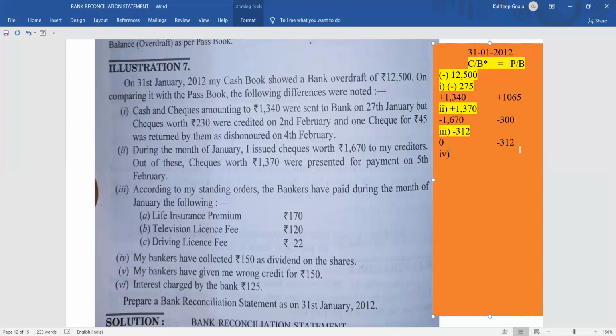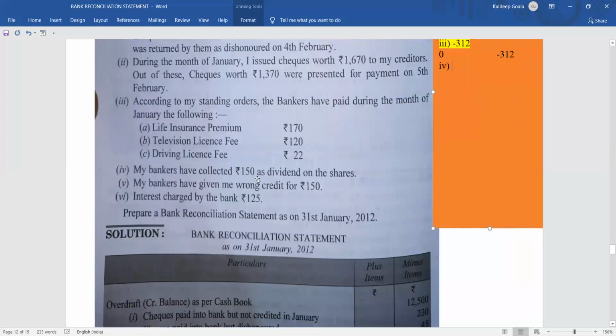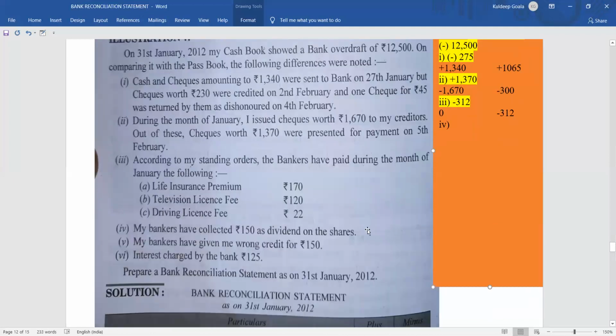And what is point number 4 saying? Point number 4 is saying that my banker, okay, my banker has collected 150 as dividend on shares. Okay, dividend shares मतलब company में invest करके रखा था shares में, तो banker has collected the money. So how much has the banker collected? 150, isn't it? So banker collected means immediately my account was credited. I got the money in my passbook.